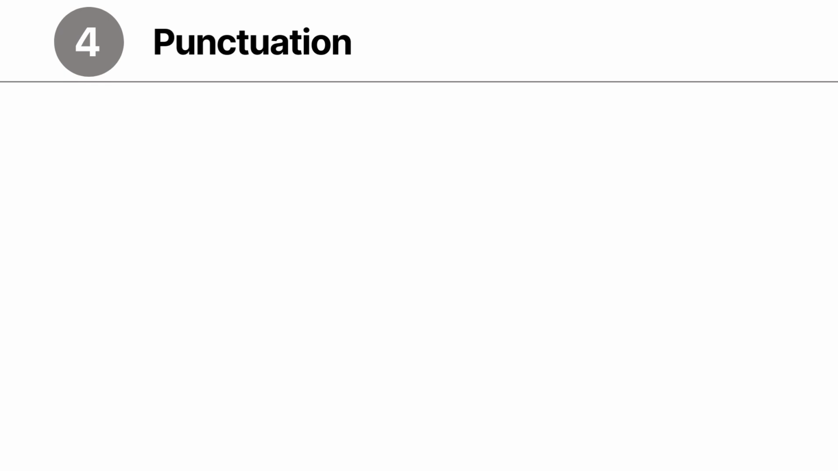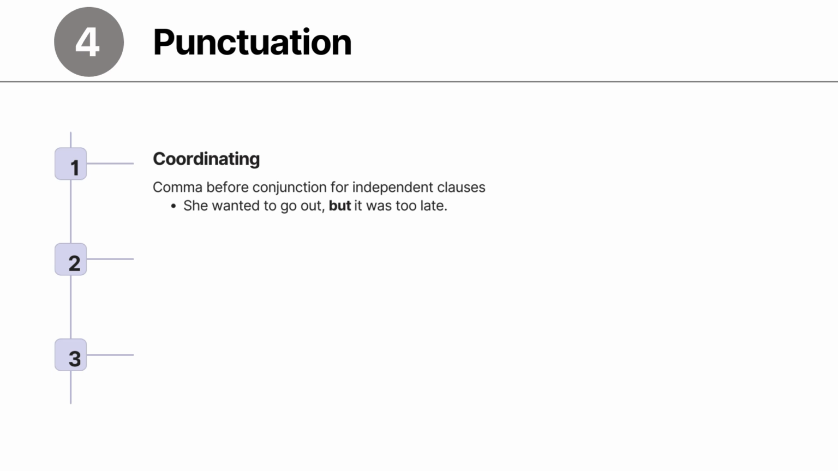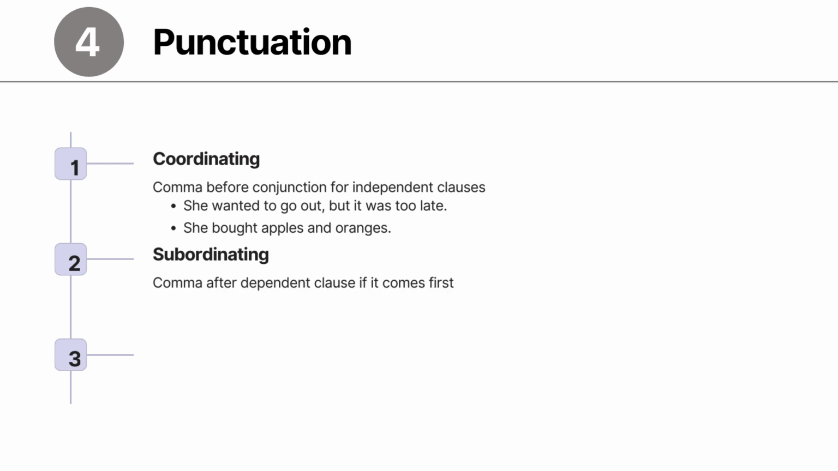Here's a quick guide. For coordinating conjunctions, put a comma before the conjunction when joining independent clauses, like in "She wanted to go out, but it was too late." No comma is needed when joining simple words or phrases, like "She bought apples and oranges." For subordinating conjunctions, if the dependent clause comes first, use a comma after it, such as "If it rains, the event will be cancelled." When the dependent clause follows the independent clause, you usually don't need a comma, like "The event will be cancelled if it rains."